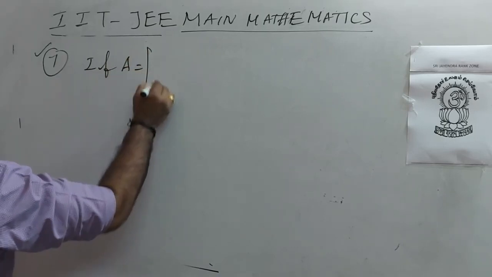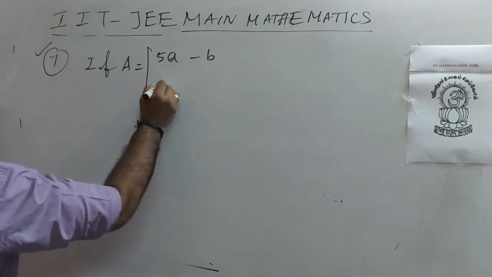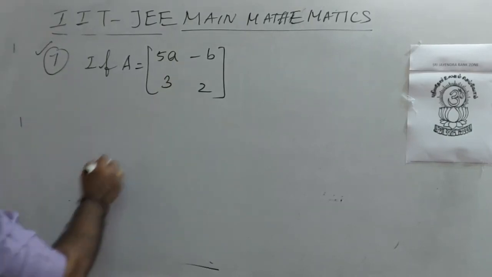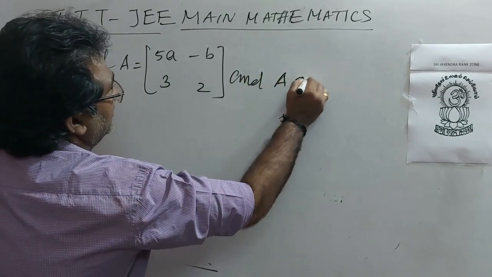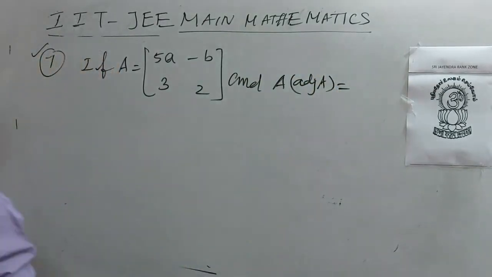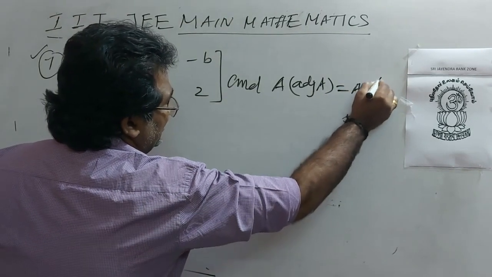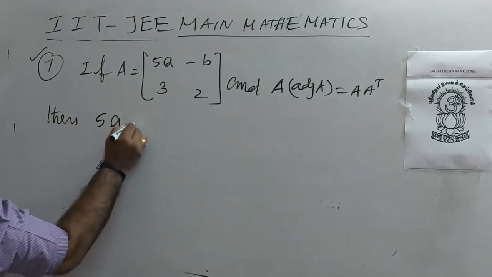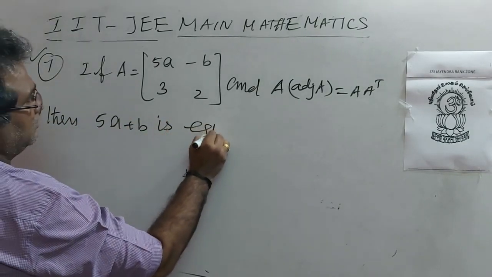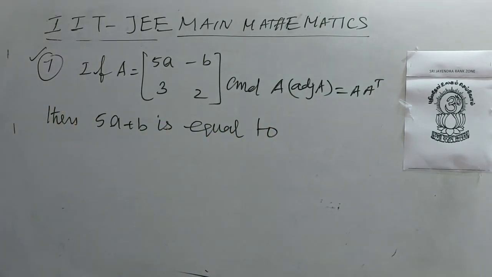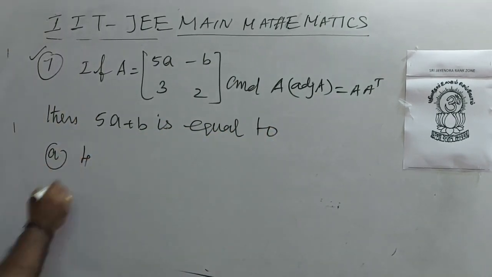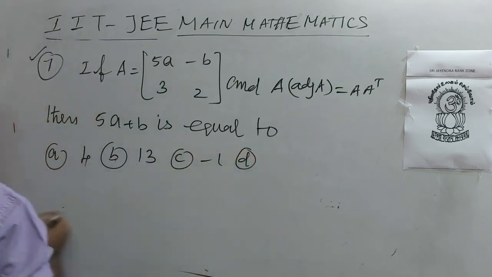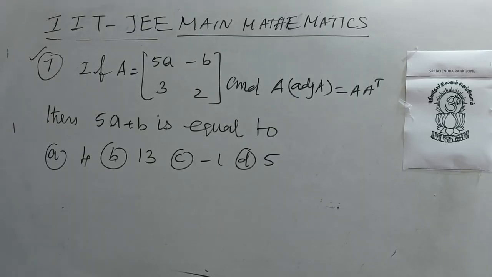If A equal to the matrix with first row 5a, minus b, and second row 3, 2, and A into adjoint of A equal to A transpose, then 5a plus b is equal to: 4, 13, minus 1, 5. These are the given options.